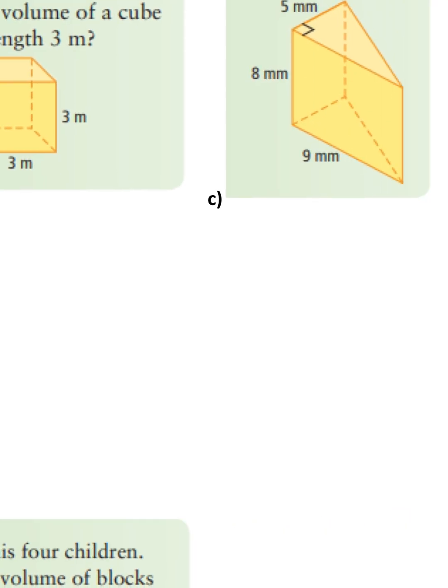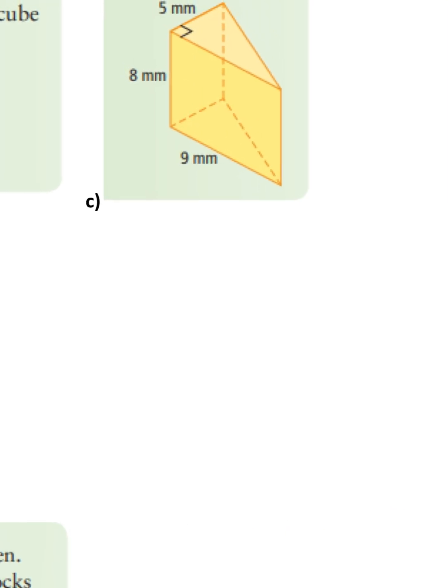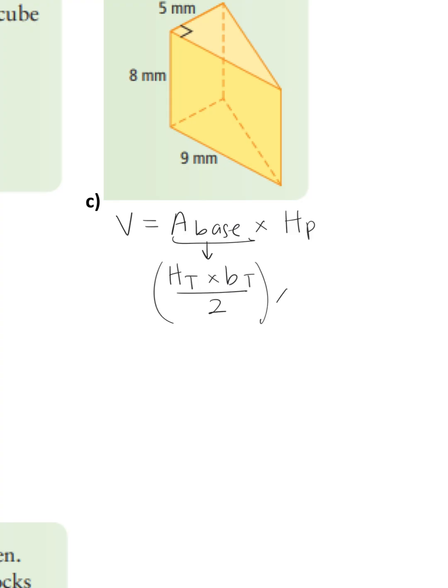For our triangular prisms, we're going to take the area of the base multiplied by the height of the prism. Because in this case the area of the base is a triangle, we know that to solve the area of a triangle, we've got the height of the triangle times the base of the triangle divided by 2. So we're going to take that and then multiply it by the height of the prism.